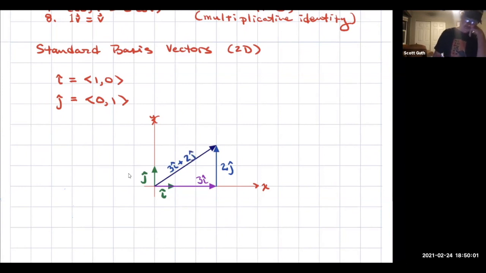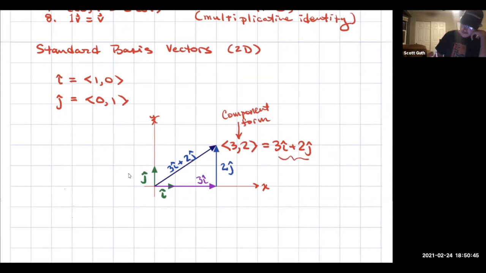Okay, so what we want to get here is that this vector that I started off with, which we would have written using just standard component notation, the vector would be 3, 2. But we want to make sure that we understand that's the same thing as writing 3i plus 2j. This is what I would call component notation or component form maybe. And then this is using standard ij vectors. I'll just call it ij form.